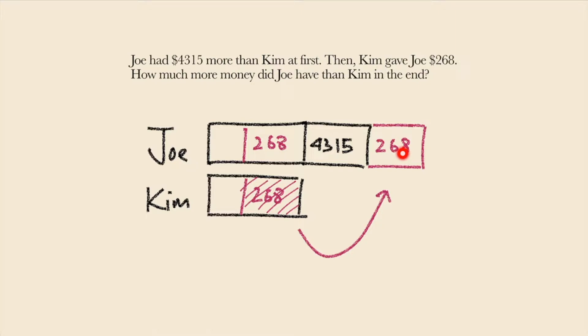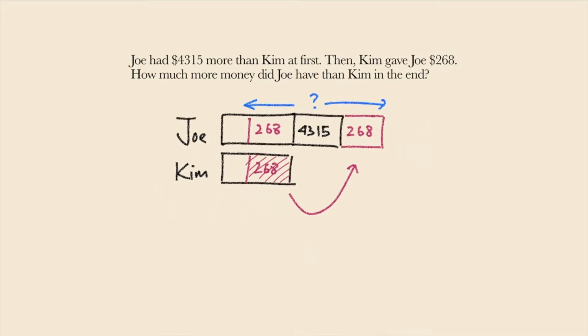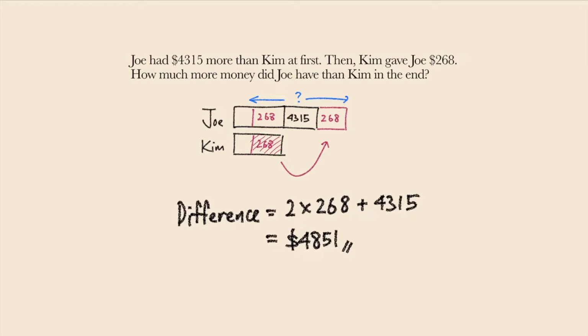The question is, how much more did J have than K in the end? So remember, this portion here is no longer there. So Kim actually has this. Joe, however, has this 1 unit here. On top of that, this part here. So this is the difference that the question is asking for, which is 2 268s and 4315. So the difference that we are interested in is this part here, and therefore the equation is 2 268s plus 4315, giving us 4851.